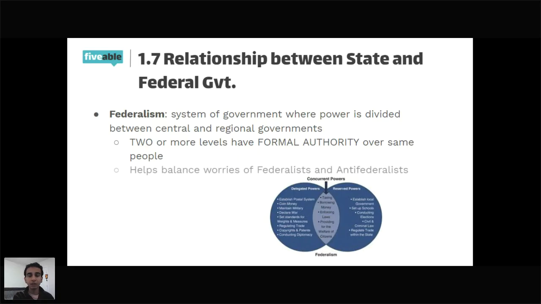Yeah. So it helped balance the worries of Federalists and Anti-Federalists. Remember, Anti-Federalists wanted power to the states. Federalists wanted power to the national government. Federalism is a good way to compromise with that.